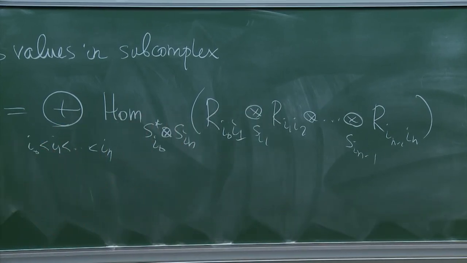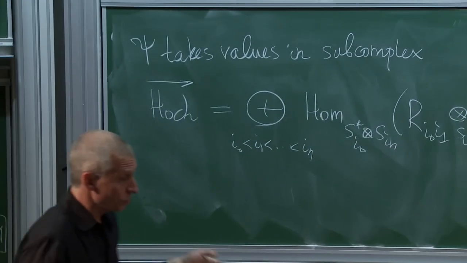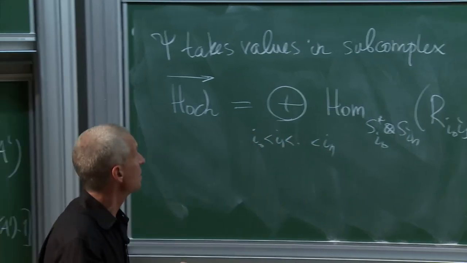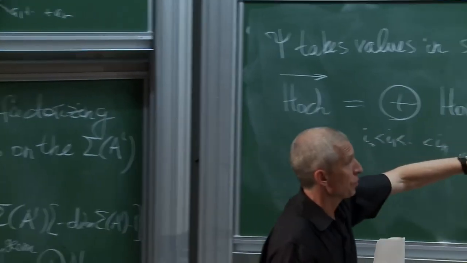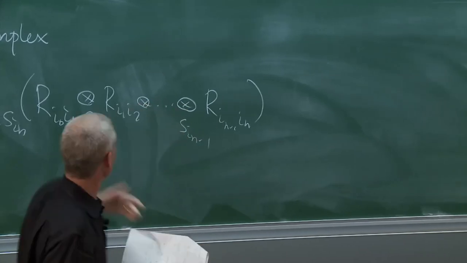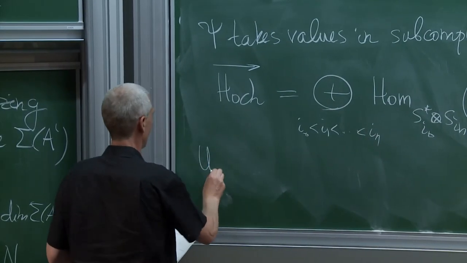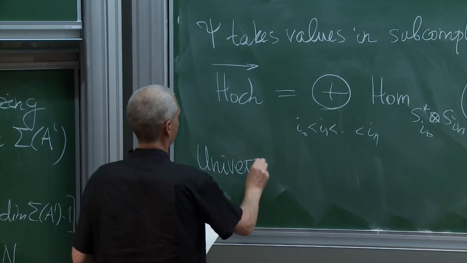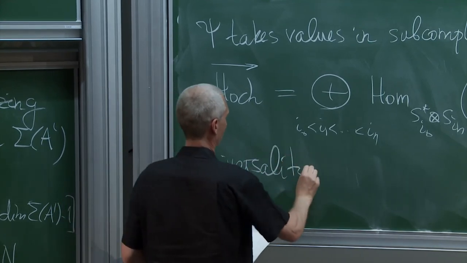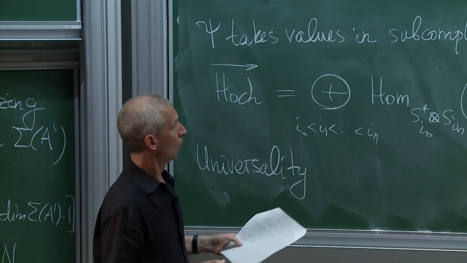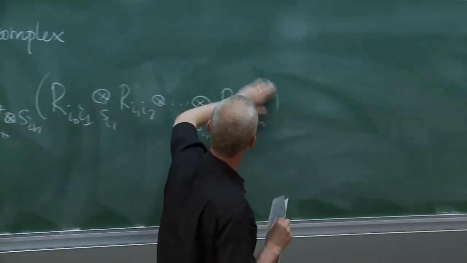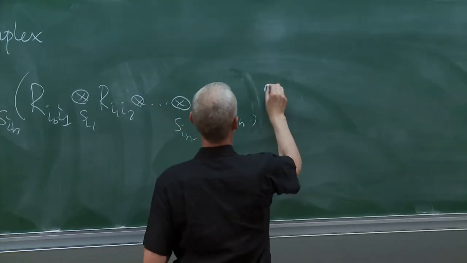And then in this complex, what we can prove is a certain universality theorem: that for this algebra G_F the corresponding morphism is a quasi-isomorphism. Sorry, Hom to what? You left out. Hom to R_{I0 In}.